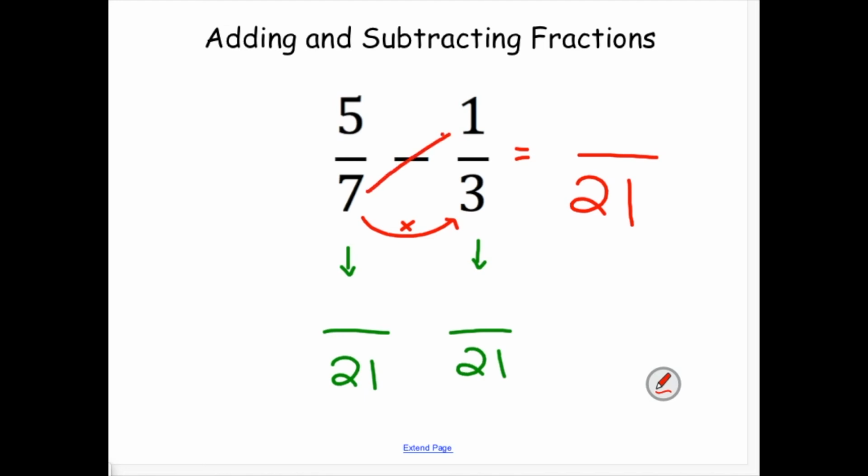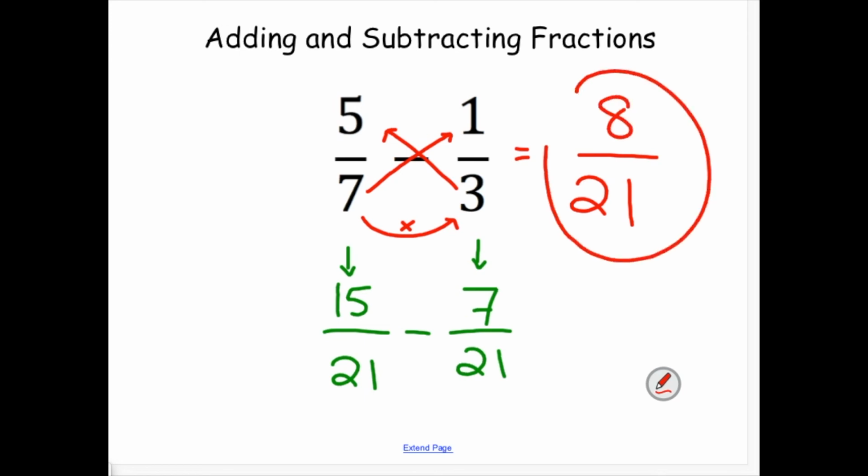7 times 1 is 7, and 3 times 5 is 15. This creates the new problem 15/21 minus 7/21. If I subtract my numerators, I get 8/21. Remember, whatever you do to the denominator, you have to do the same thing to the numerator, and creating common denominators is the only way you can add, subtract, or compare fractions.